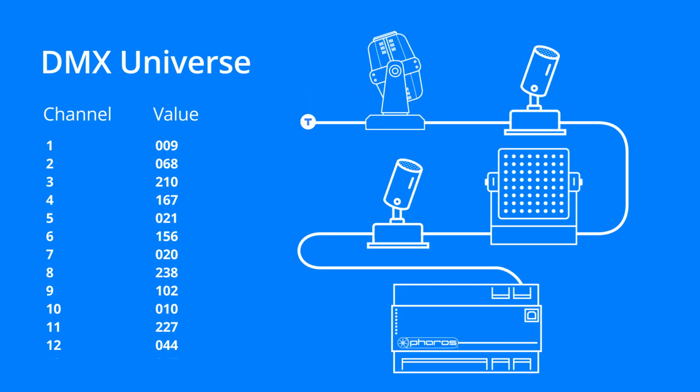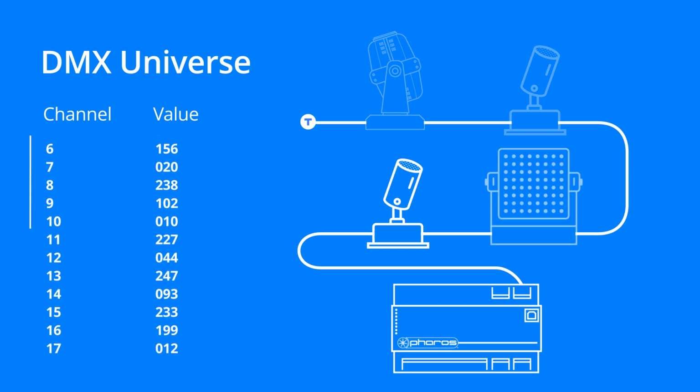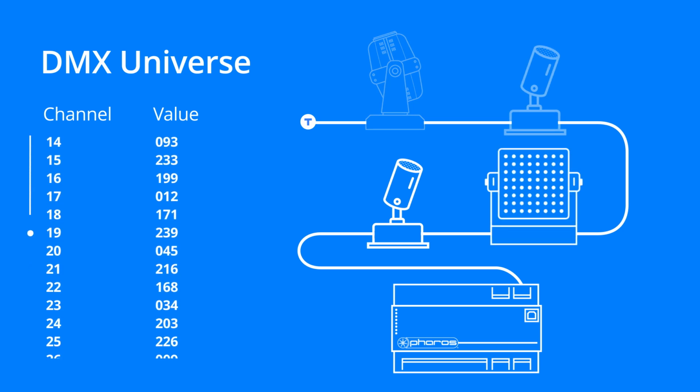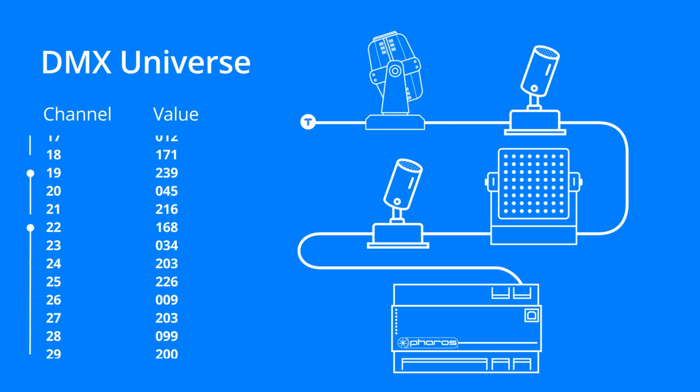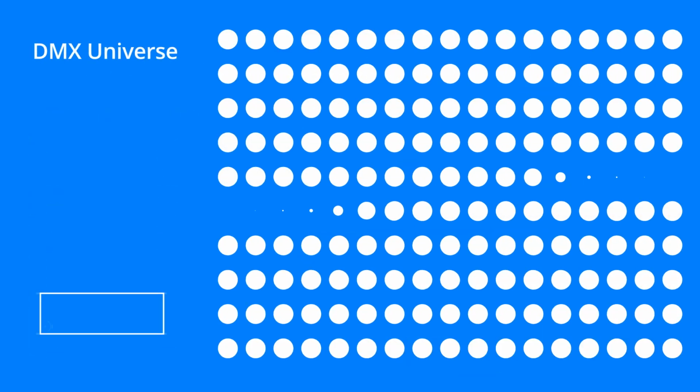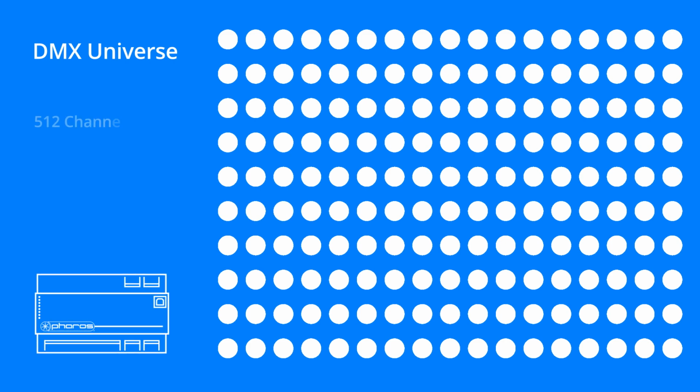Different types of fixtures can be connected to the same DMX line. Regardless of the type of fixture being used, it's important that their channels do not overlap. The number of fixtures which can be controlled by a single DMX universe of 512 channels depends on the type of fixtures being used and the mode they're set to.